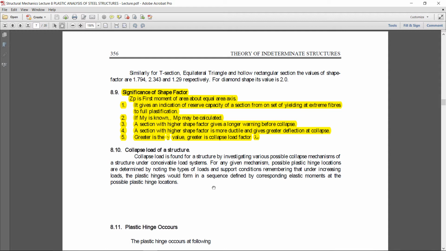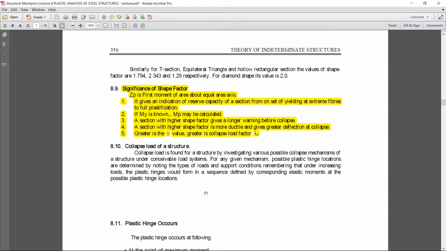Then we will find against each load the possible failure mechanism, and then we will calculate the collapse load for each, against UDL, against point load, and then the failure definitely will be at the maximum load. I will show in the examples, then you will get more idea how the collapse load works.